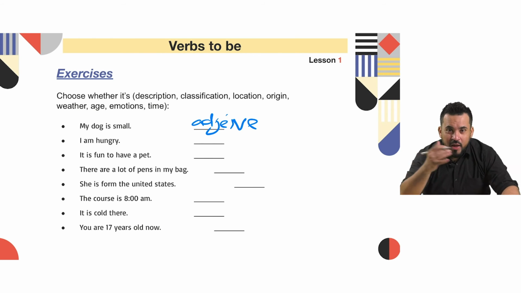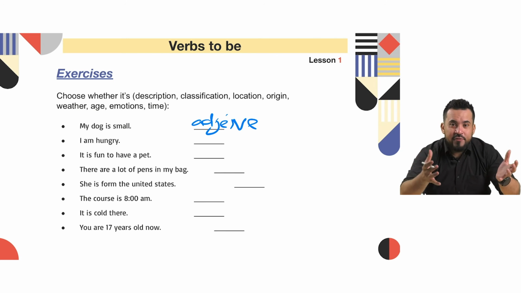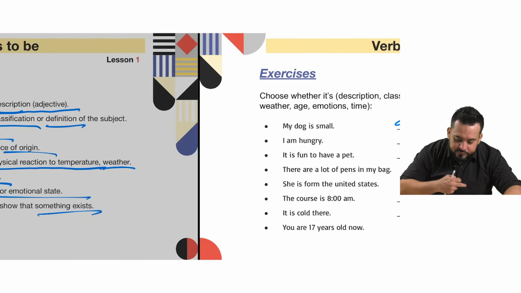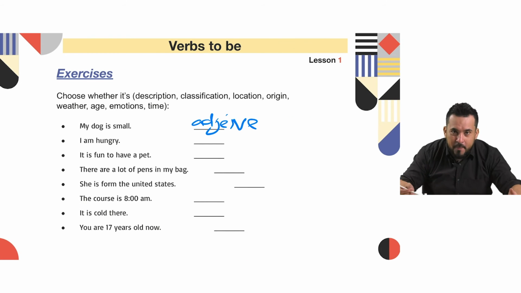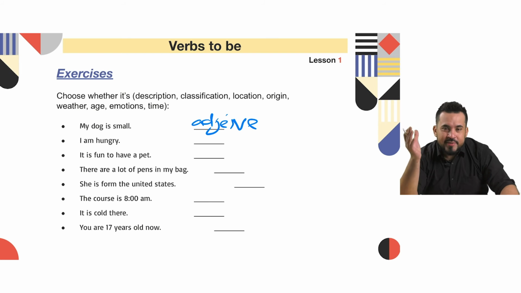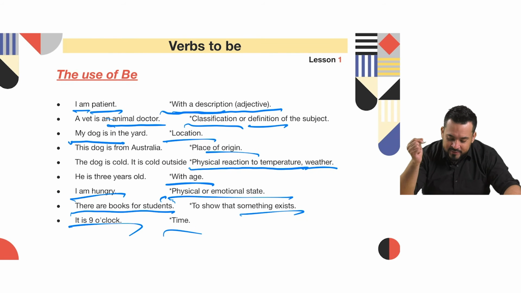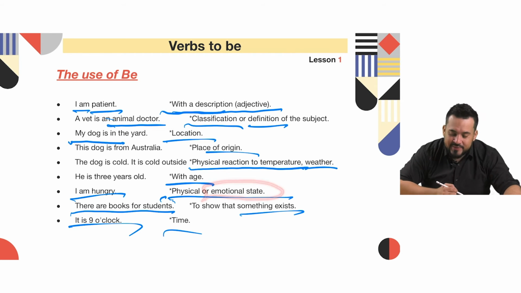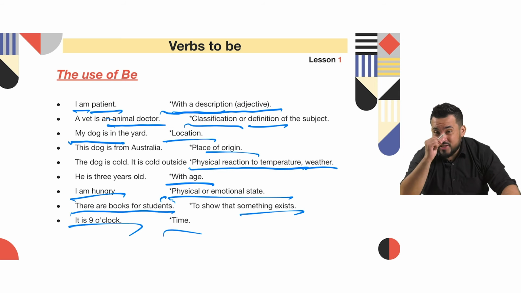I am hungry. So what is that? Yes, it is a physical or an emotional state. Right here, physical or emotional state. I'm hungry. It's fun to have a pet. Now, which one is that? It's an emotional state because you think it's fun to have a pet.